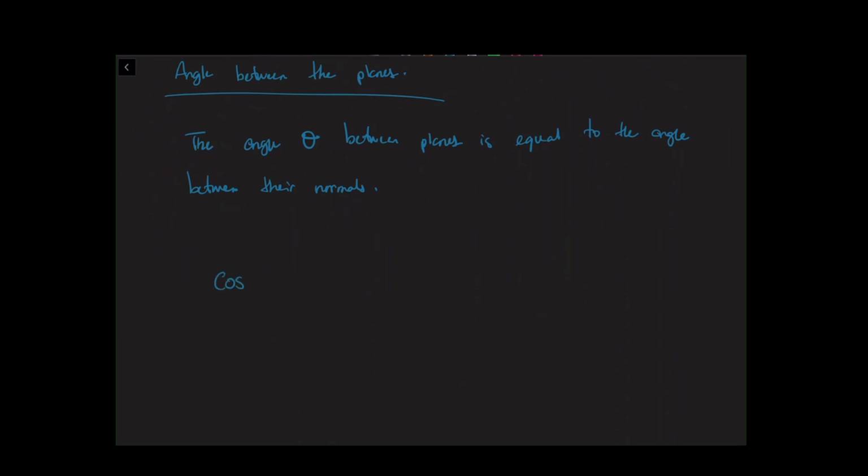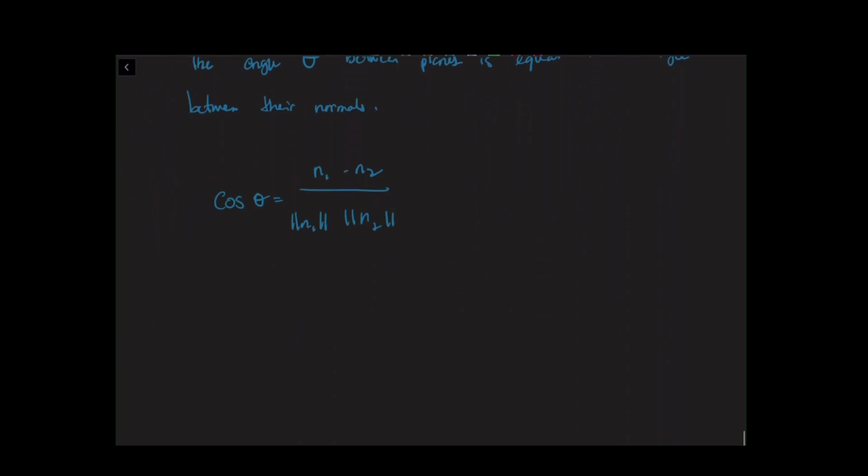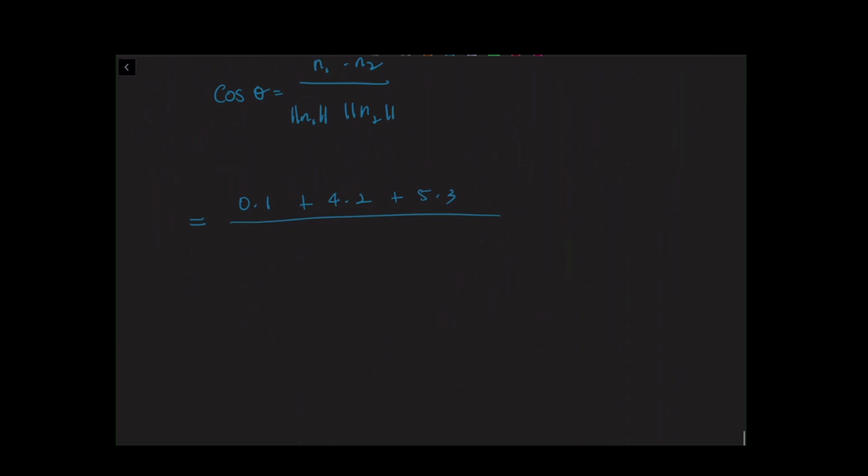So cos theta is n1 dot n2 all over the norm of n1 by the norm of n2. So we have, I'll write it here, 0 by 1 plus 4 by 2 plus 5 by 3 all over, first one is 0 squared plus 4 squared plus 5 squared by 1 squared plus 2 squared plus 3 squared.